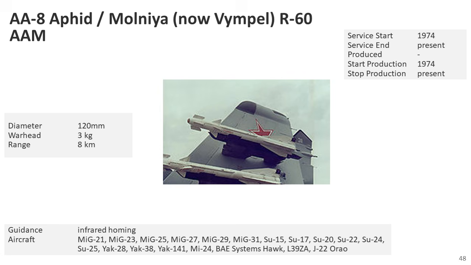The R-60, or NATO reporting name AA-8 Aphid, is a short-range, lightweight infrared homing air-to-air missile designed for use by Soviet fighter aircraft. It has been widely exported and remains in service with the CIS and many other nations.